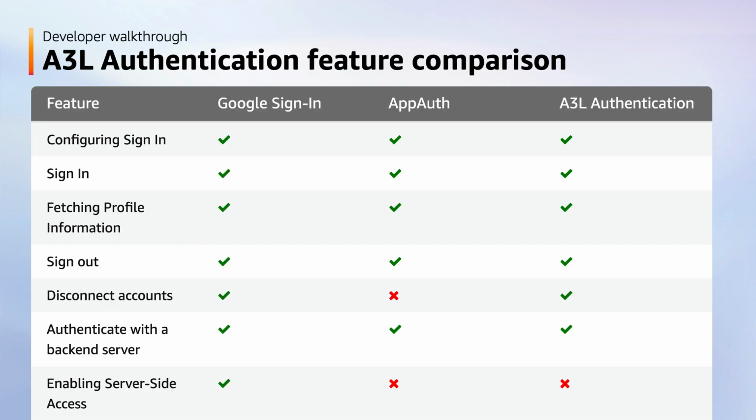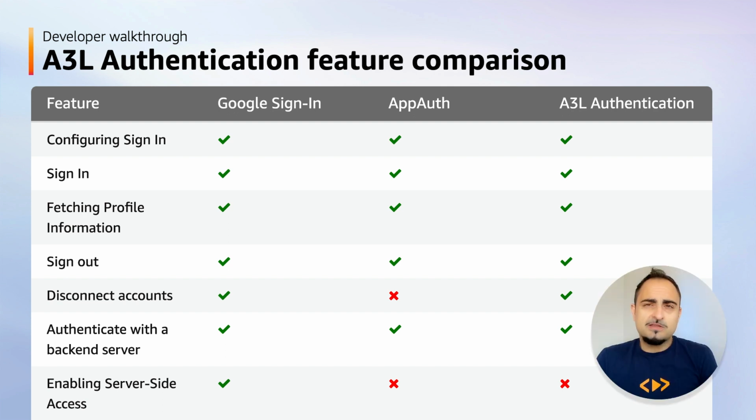This comparison table from our developer docs describes the features offered in the A3L Authentication SDK compared to AppAuth and Google Sign-In. Features such as sign-in, sign-out, fetching profile information, and authenticating with a backend server are all made possible by the Authentication SDK, choosing the right libraries to invoke based on whether the device the app is used on supports Google Play services or not.